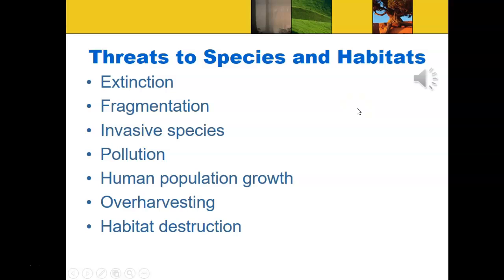Threats to species and habitats: extinction, fragmentation, invasive species, pollution, human population growth, overharvesting, and habitat destruction are the most common.